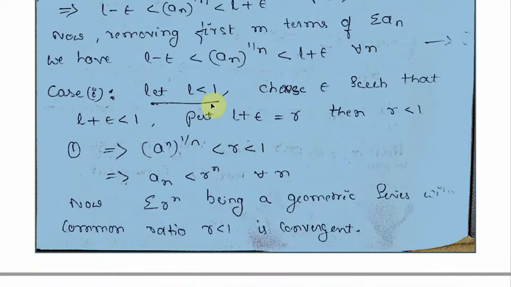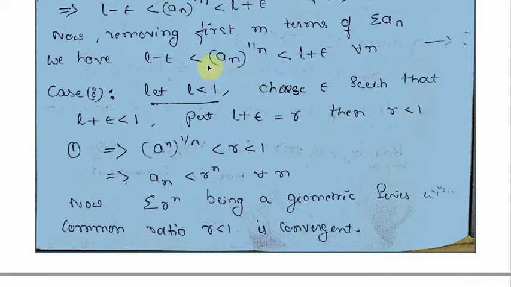Case 1. When L less than 1. Choose epsilon such that L plus epsilon is still less than 1. We have L less than 1. Now choose epsilon such that L plus epsilon is still less than 1. Now put L plus epsilon is equal to R. Then R is less than 1.